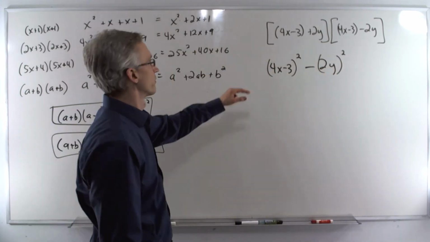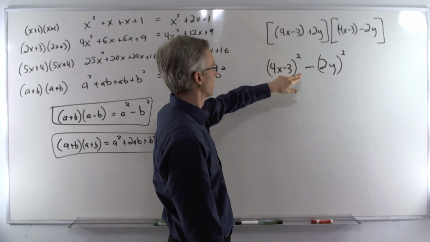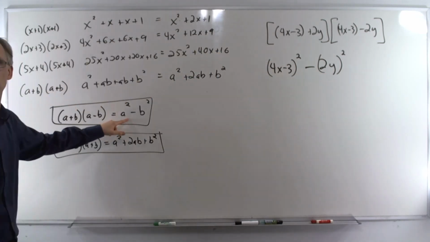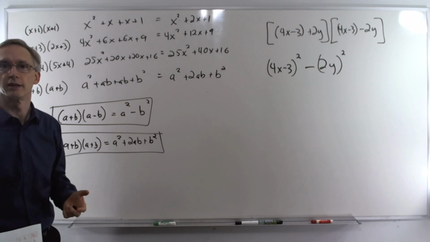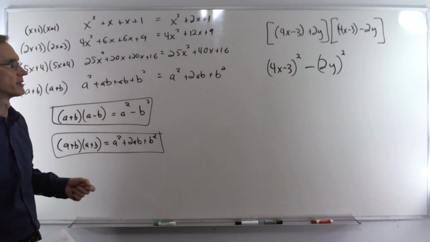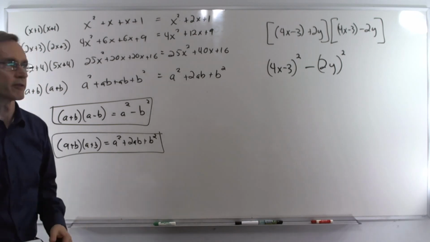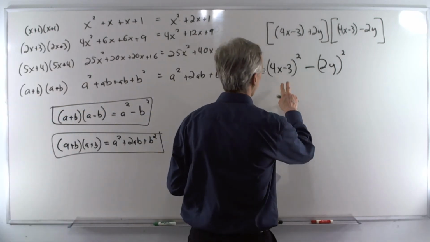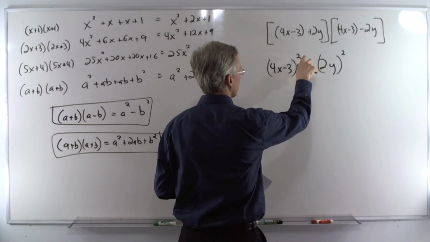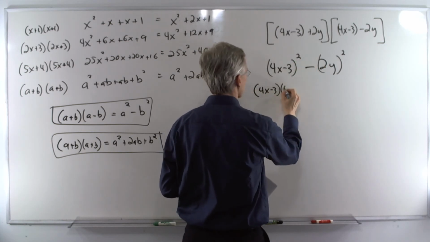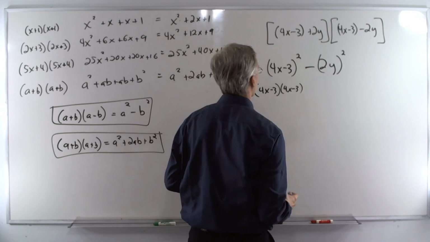All right, so we've gone from this giant mess to something much easier to work with by using this formula. That's the utility of knowing this formula. You can take something nasty like that and just simplify it right down to the formula. So all we have to do now is FOIL this. Remember, this squared is just 4x minus 3 times 4x minus 3.